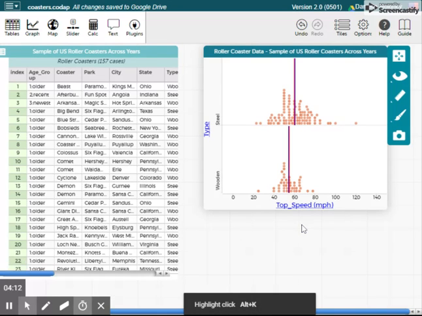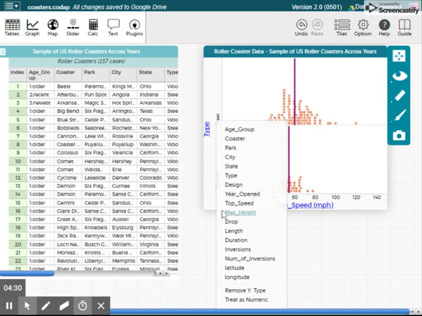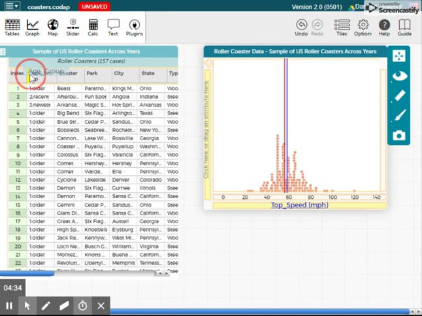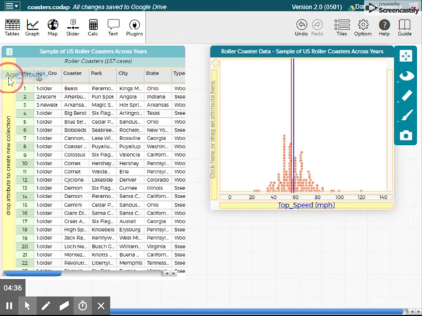The last question asks us, if we were going to ride a roller coaster built before 1980, what would you expect for a typical top speed? So in order to address this, I'm going to take type off as a variable. And I'm going to organize my data hierarchically.